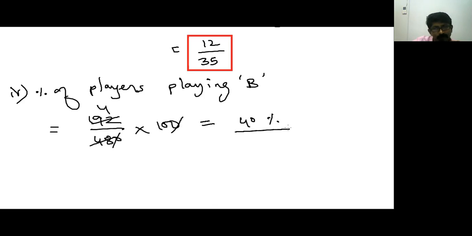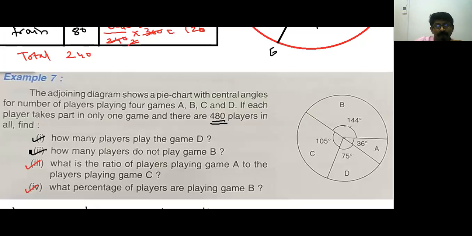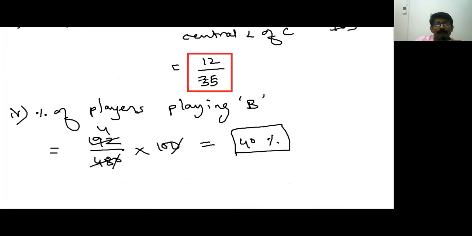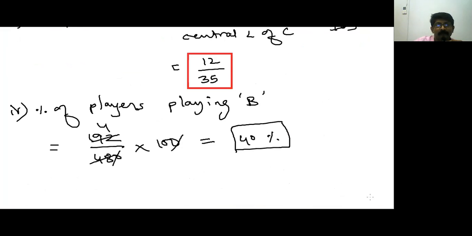Or there is another alternate method you can do: that is 144 out of 360. There are 144 degrees out of 360. So if you multiply into 100, you will still get the same answer. You understood, students? I hope you learned this entire sum perfectly.